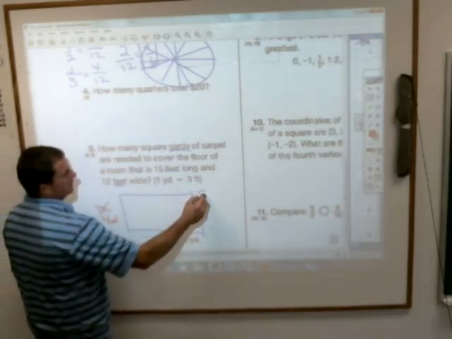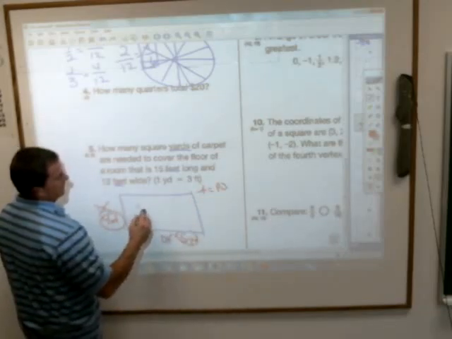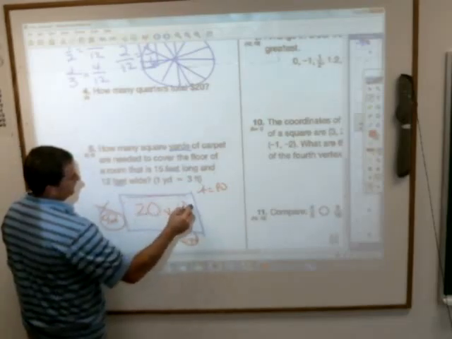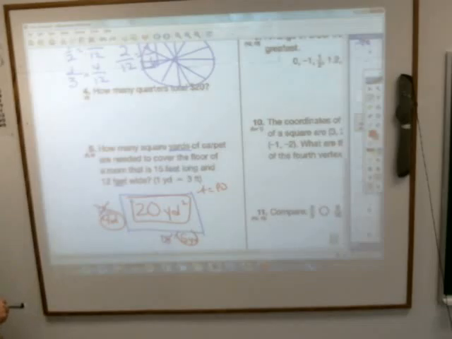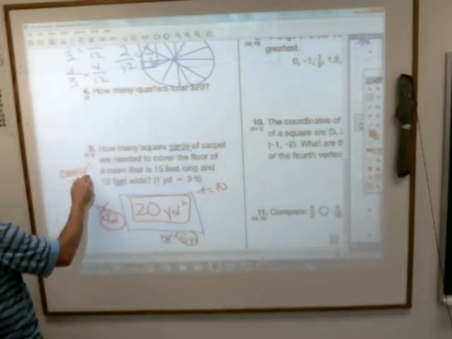Now to find the area, it's just length times width. 4 times 5 is 20 square yards. I don't want to go into the long explanation. If you multiply 12 times 15, you'd actually have to divide that by 9. Long explanation, we'll talk about it later. Just convert first. Note to self: convert first.